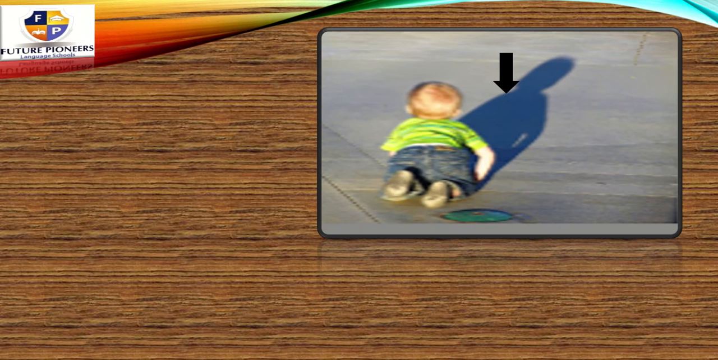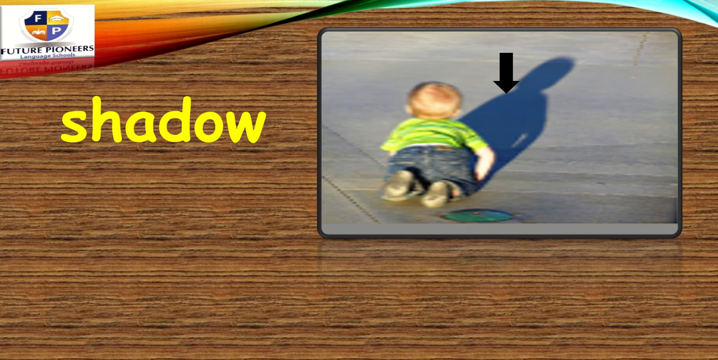What can you see here in this picture? He is a baby crawling on his knees, but the arrow is pointing to something else. The arrow is pointing to a dark place or a dark area, always appears when you are standing in the opposite of the light. So what is this? It's shadow.